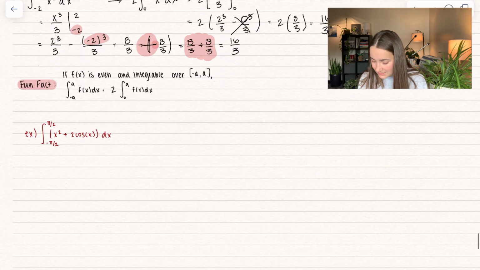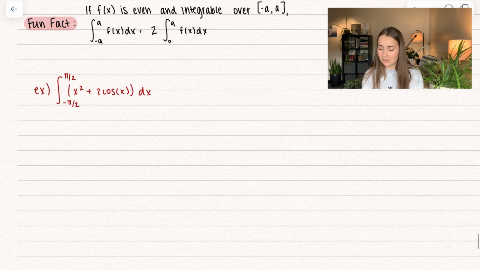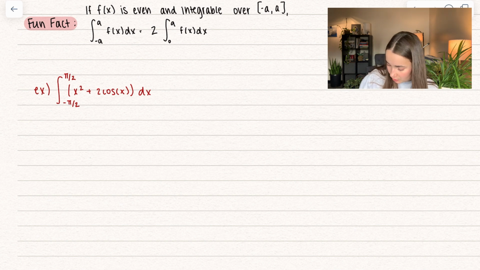So here we have an example where we can go ahead and work that out. We have the integral from negative pi over 2 to pi over 2 of x squared plus 2 cosine of x. So looking at this, we can tell that it's an even function, but if you're not sure, we can do it the old-fashioned way. So we have f of negative x needs to equal f of x.